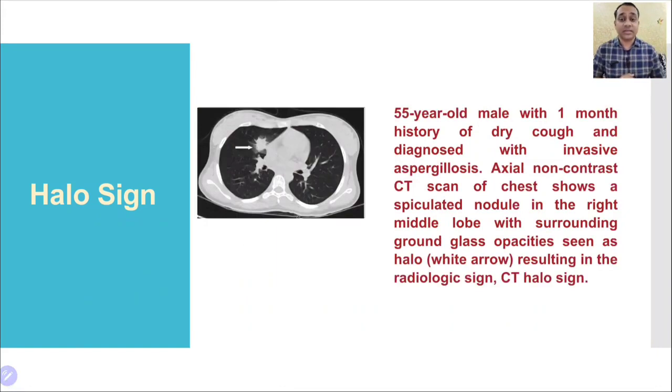So let us discuss one example. This is a CT scan axial view of a 55-year-old male with a one-month history of dry cough, diagnosed with invasive aspergillosis. The CT scan of this patient shows a spiculated nodule in the right middle lobe with surrounding ground glass opacities, which is shown here with the white arrow, resulting in the radiologic sign which is called the halo sign. So you can see here there is a nodule with a spiculated margin surrounded by the ground glass opacity. So this sign is called the halo sign.